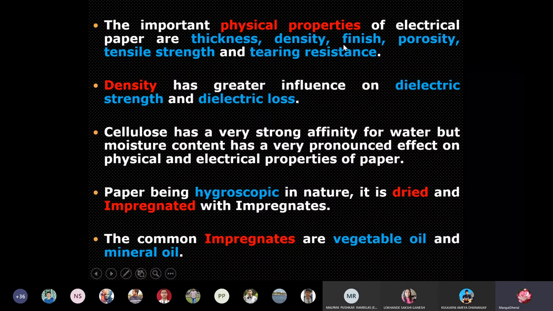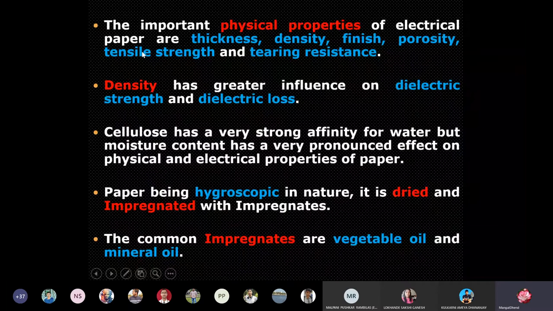And then the density is important. Finishing is also important for high voltage insulating material. Even a small micron notch on insulating material will lead to breakdown. So finishing is very important. Porosity is important because if the material is porous, then it absorbs liquid and you know the liquid is conducting. So when porosity is more, breakdown voltage will be less.